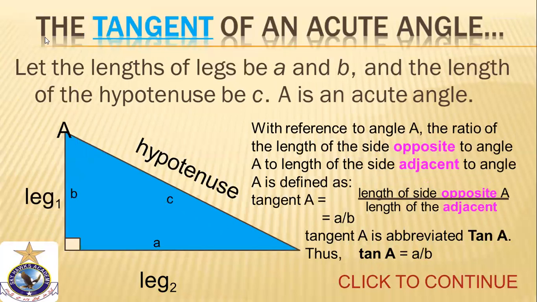Now the next one, please read from the top. The tangent of an acute angle. Let the lengths of legs be A and B, and the length of the hypotenuse be C. A is an acute angle. With reference to angle A, the ratio of the length of the side opposite angle A to the length of the side adjacent to angle A is defined as tangent A, which is the length of the side opposite to A over the length of the adjacent side. So it's A over B. Tangent A is abbreviated as tan A, thus tan A is equal to A over B.